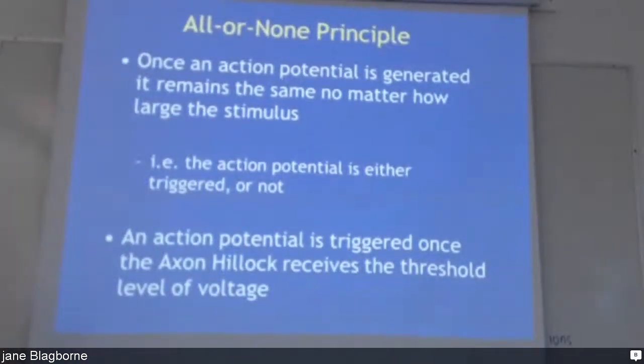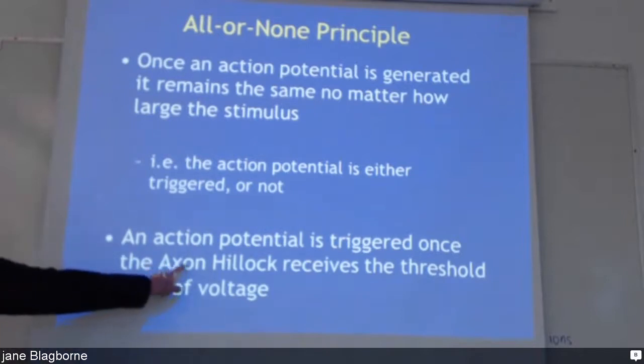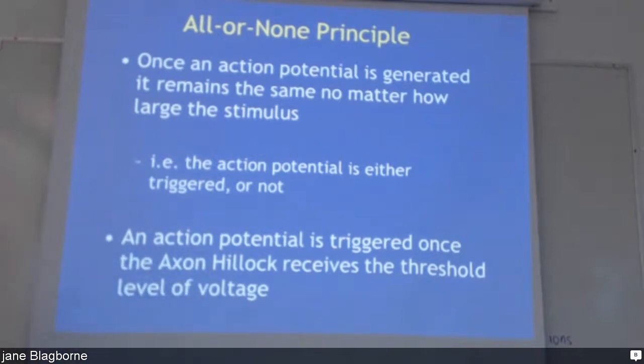The all or none principle, we saw that in muscle tissue as well, right? It either contracts or it doesn't. It doesn't do half of the contraction. So we see the same thing here. Once it's generated, it remains the same no matter how large the stimulus. So the action potential, it either happens or it doesn't happen. We talked earlier about the axon hillock. If the action potential is strong enough, the axon hillock will pass it on.